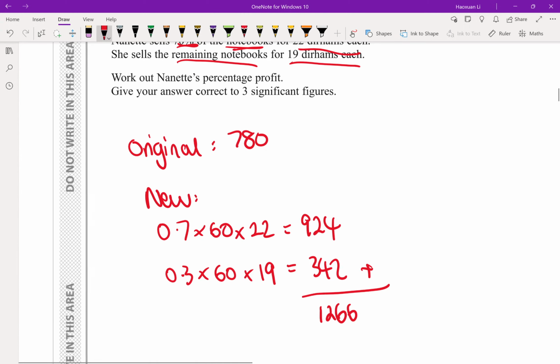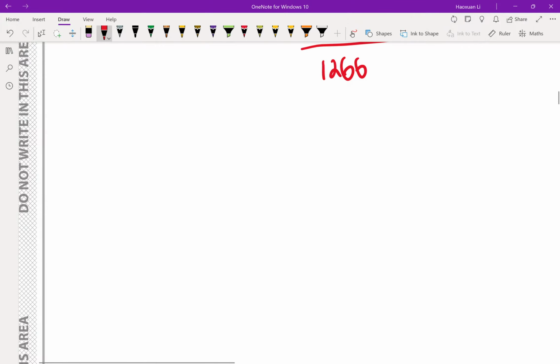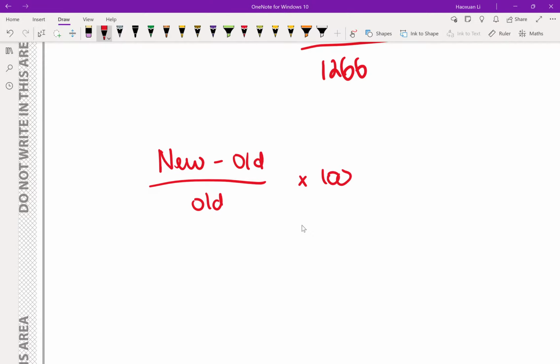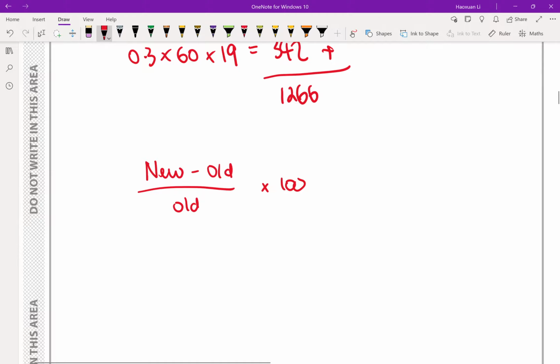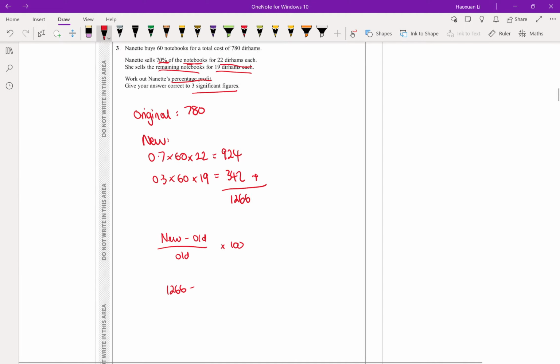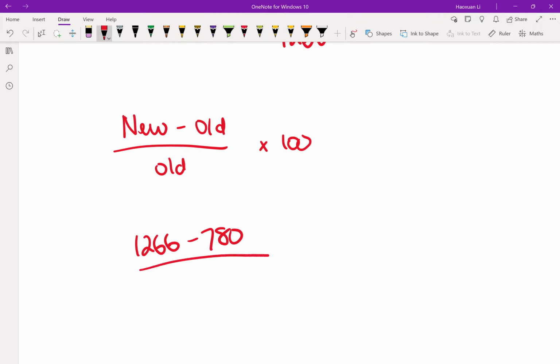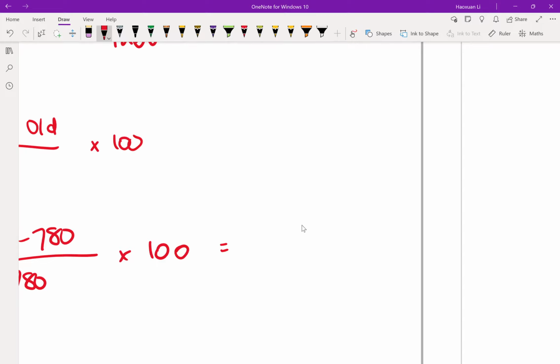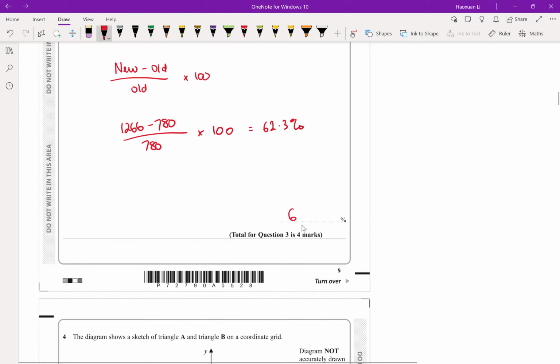So in order to work out the percentage profit to 3 significant figures, you just have to do new minus old, divided by old, times 100. So therefore, you just have to do 1266 minus 780, divided by 780, times 100. If you put it in your calculator, you should get 62.3% to 3 significant figures, and yeah.